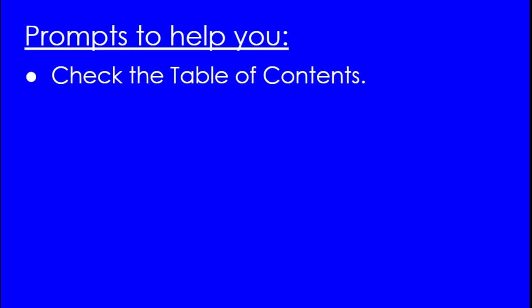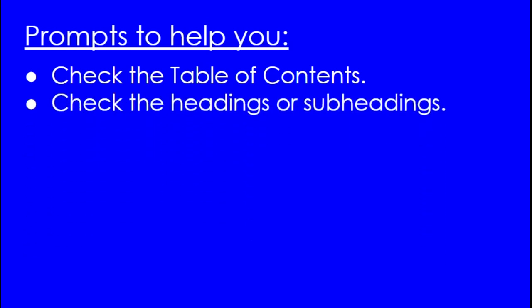Here are some prompts to help you as you're going along. First, check the table of contents. That's going to give you some really great clues about what you're going to be reading about. Now, I know that sometimes texts don't have a table of contents, so then you have to do some even more work as a reader to go through the book and find those different topics and subtopics.